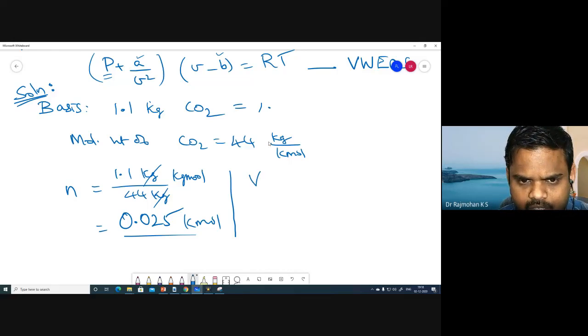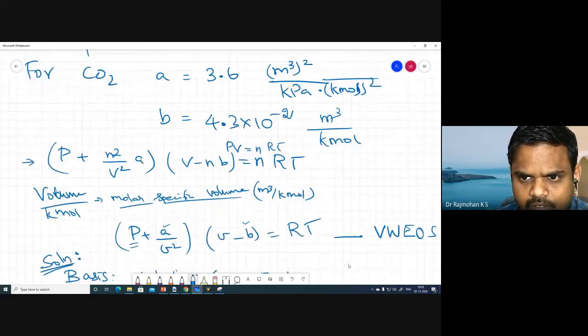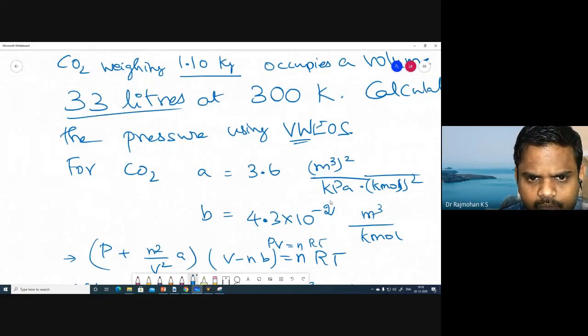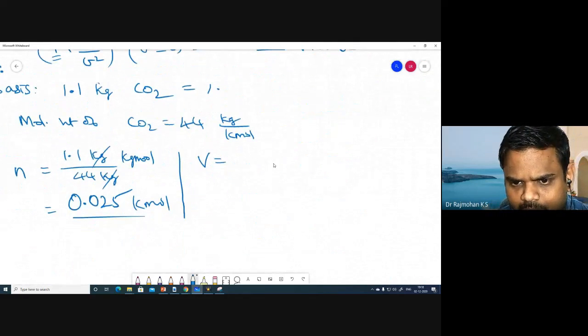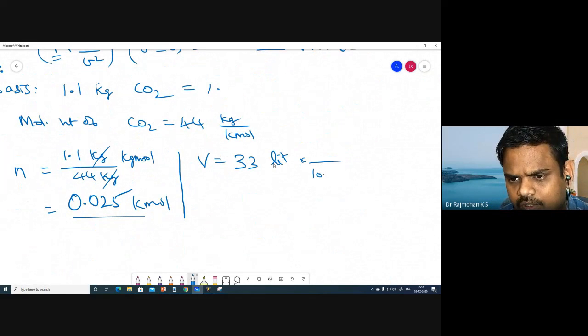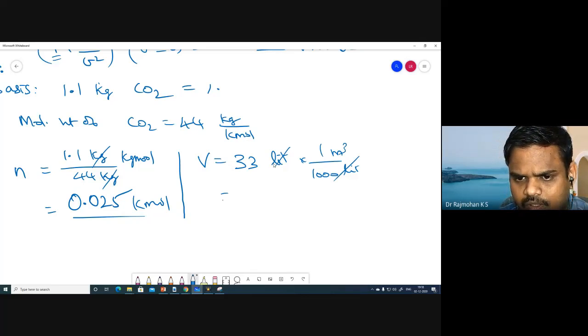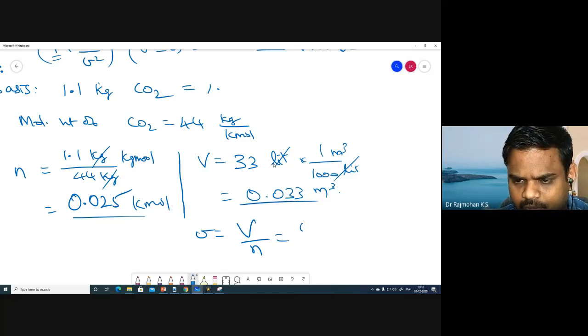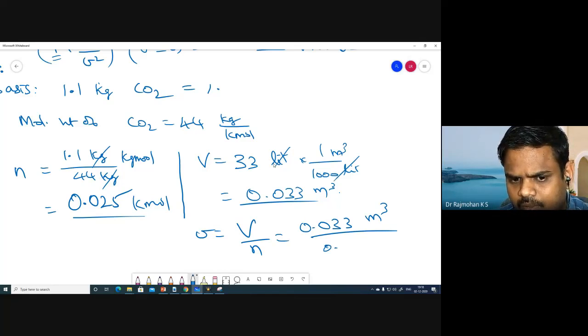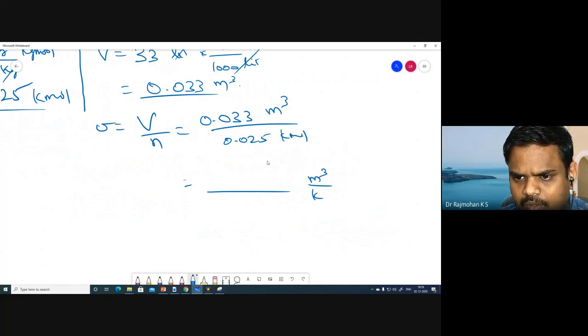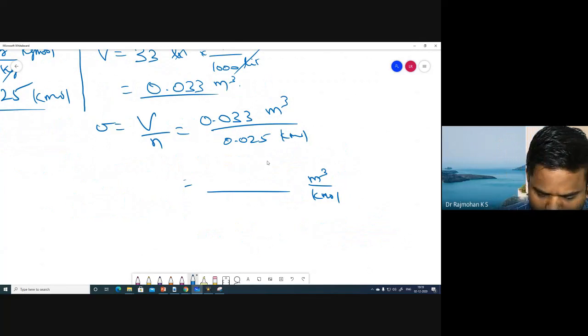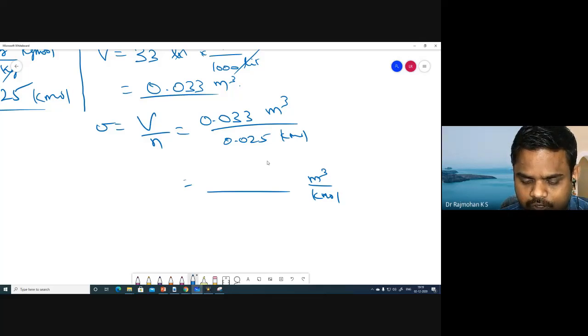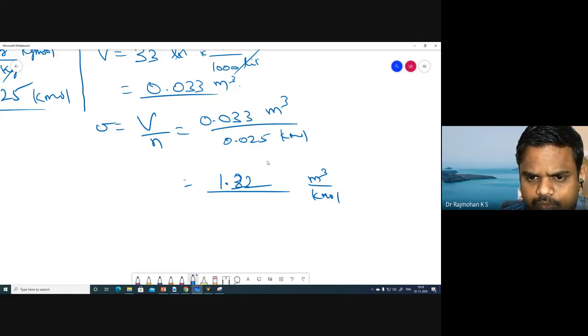Volume is given, like 33 liters. So what we want is meter cube. We know that 1000 liter equal to 1 meter cube, so 0.033 meter cube. So what is V? V is volume by n. So 0.033 meter cube by 0.025 kilomole, we get molar specific volume in meter cube per kilomole. 0.033 divided by 0.025 is equal to 1.32. Please check your own. Okay, that is our V value.